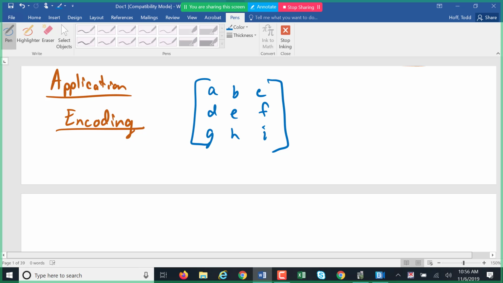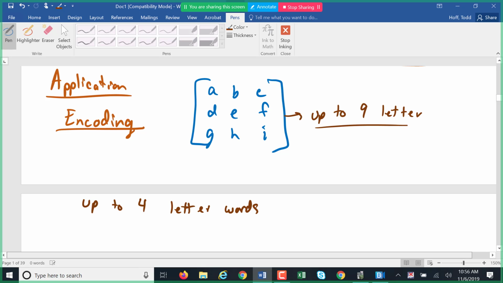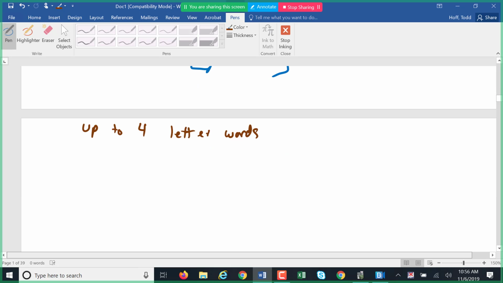You could use that parallel matrix method like we just used. It's just a lot of different steps to do it. And this allows us to use words. If we use the 3x3, this will allow us to use up to 9-letter words because there are 9 spaces in it. We're going to look at a simplified version. We're going to go up to 4-letter words. Four letters is because we're going to just use a simple 2x2 matrix.